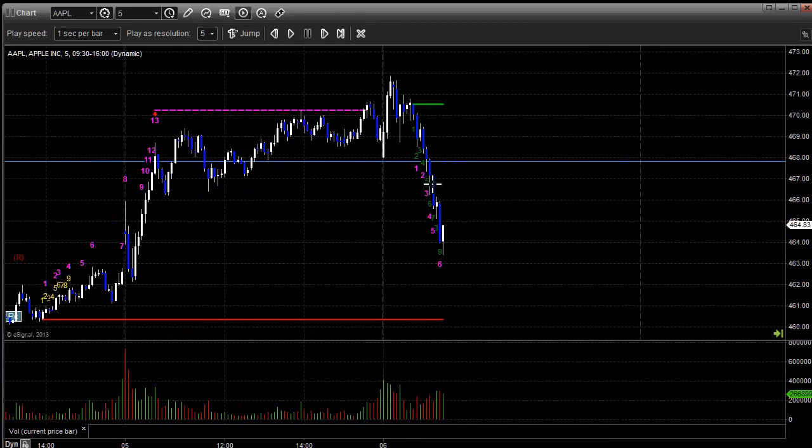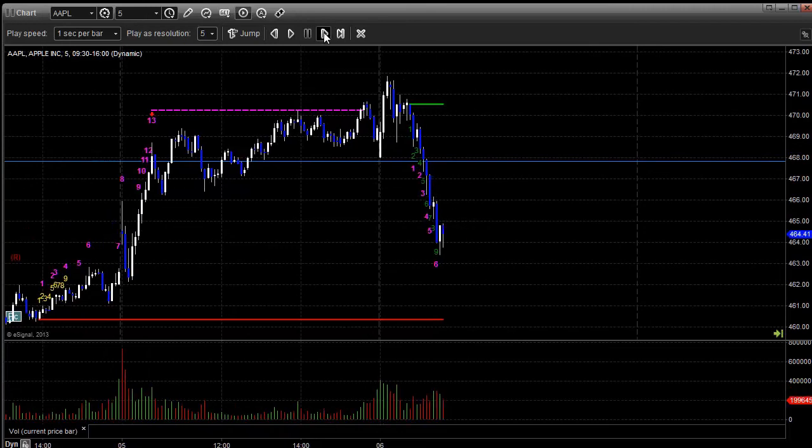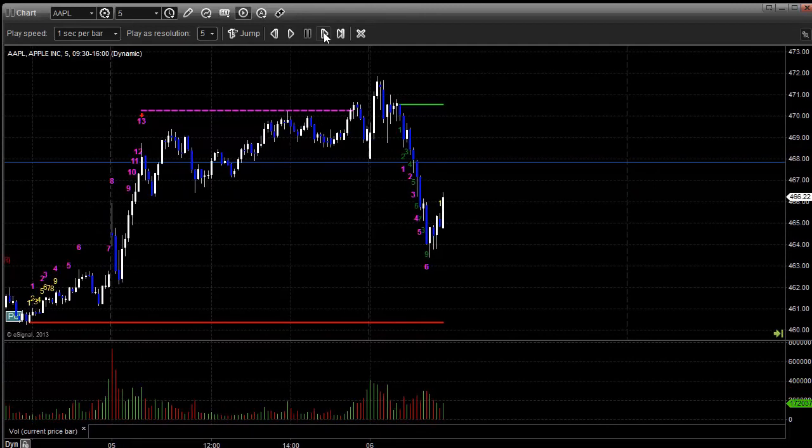And at this point, you've taken partial profits off, and you can lower your stop using the high of the prior 5-minute bar if you want, or you can use a moving average. At any rate, it gives us a very nice move on Apple.